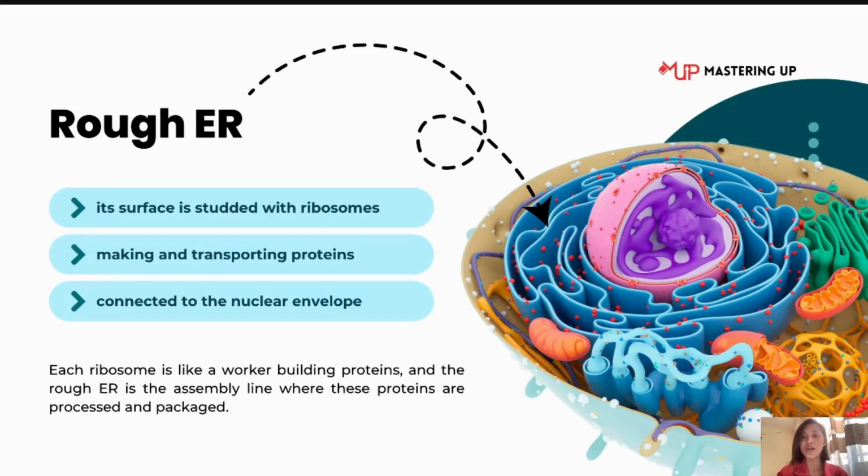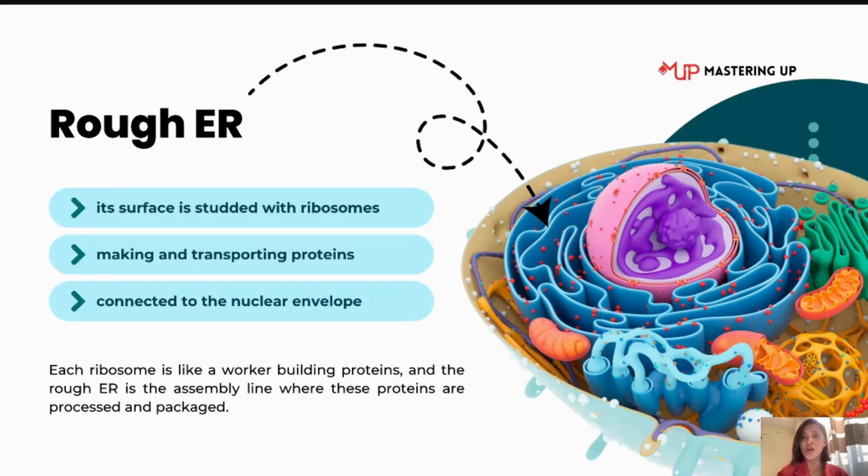So what does the rough ER actually do? Its main function is protein synthesis. You can think of the rough ER as the factory that makes proteins. The ribosomes on its surface read instructions from the cell's DNA and assemble amino acids into proteins, like building blocks being put together. But it's not just about making proteins.